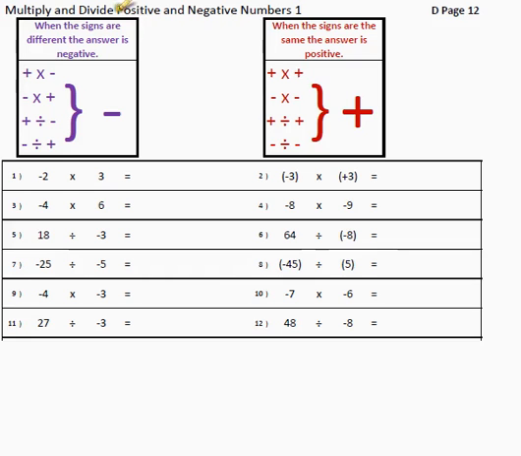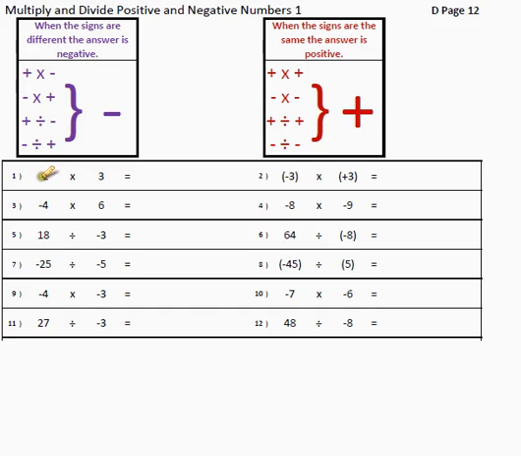And we are going to multiply and divide positive and negative numbers. Now it's again the same thing as before. When the signs are different, the answer is negative. Okay, opposites give a negative. When the signs are the same, the answer is positive. Same signs give a positive.